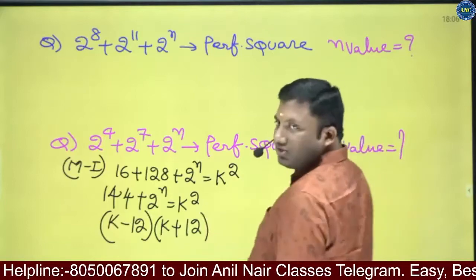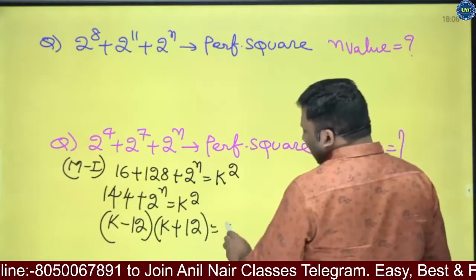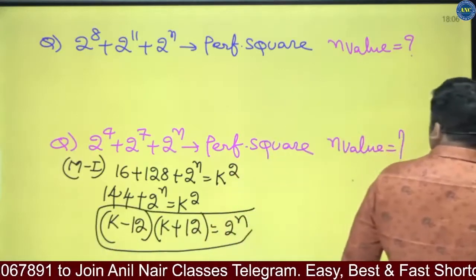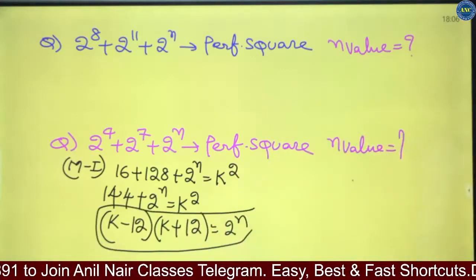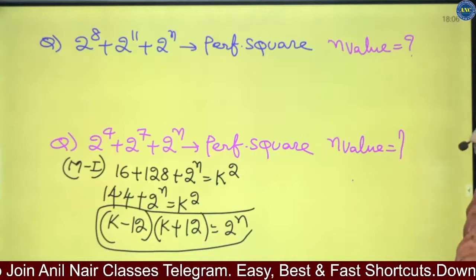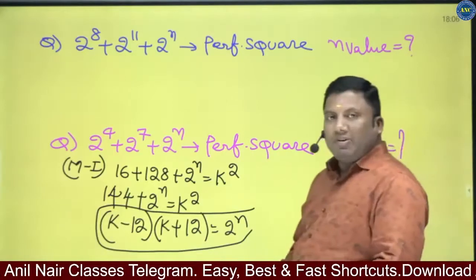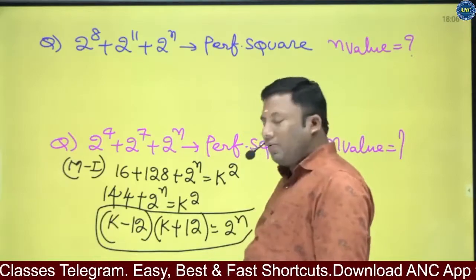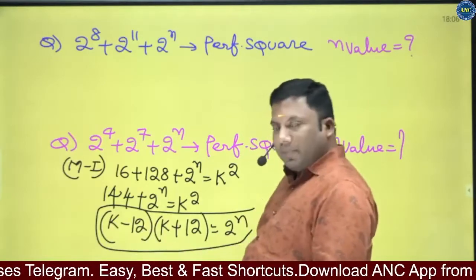144 can be written as 12 square. It is equivalent to 2 power n. Now listen carefully. Look at the question. 16 plus 128 plus 2 power n is k square. K square minus 144 is 2 power n. K minus 12 into k plus 12.